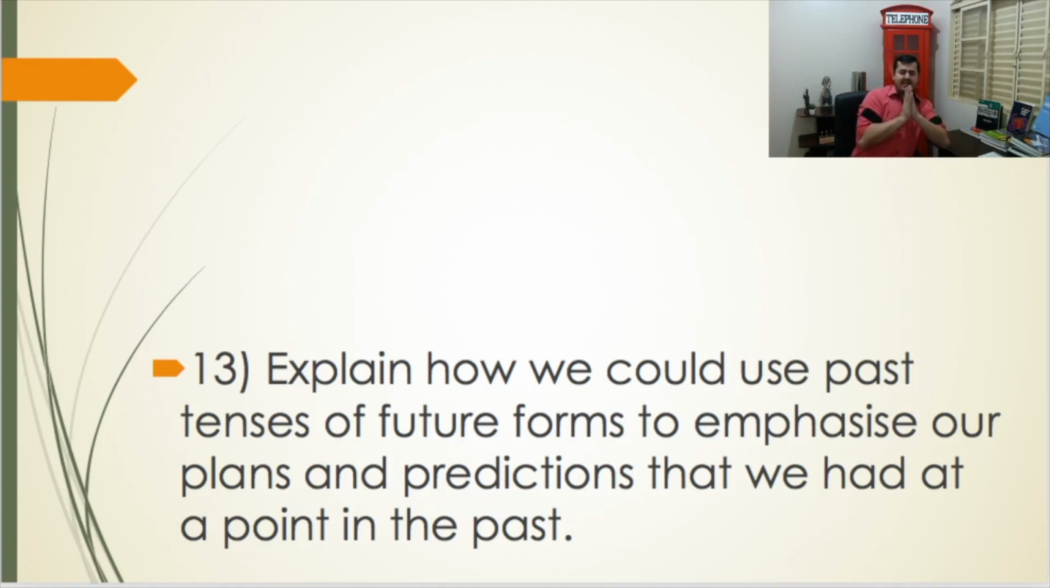Now, question number 13. That's a long question, isn't it? Explain how we could use past tenses of future forms to emphasize our plans and predictions that we had at a point in the past. Let's read that again. That's tricky. Explain how you could use past tenses of future forms to emphasize our plans and predictions that we had at a point in the past. That's C2 level of English. That's the most complex level of grammar. Because you have to put yourself in somebody else's shoes. You have to put yourself in the past. You have to imagine the future of that person who was in the past and predict what could have happened in the future, but from the past, not from today.